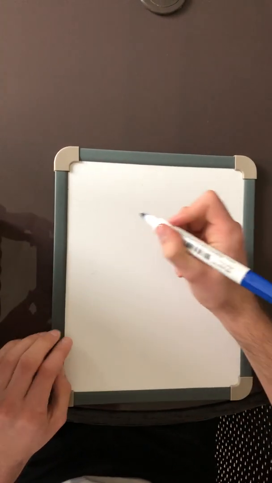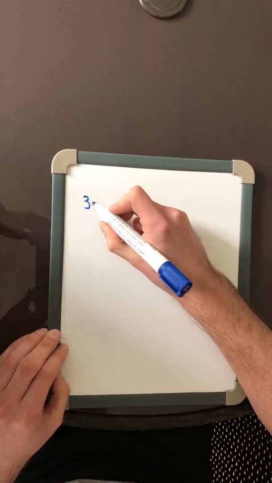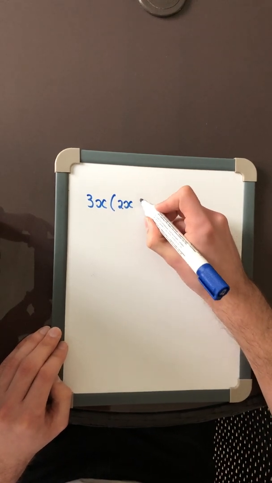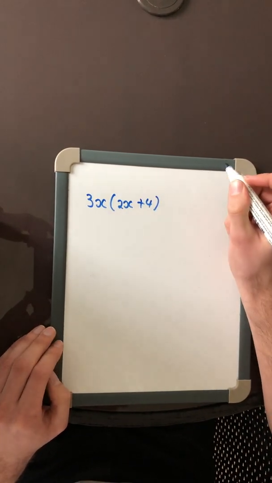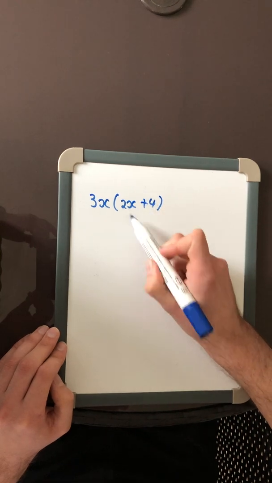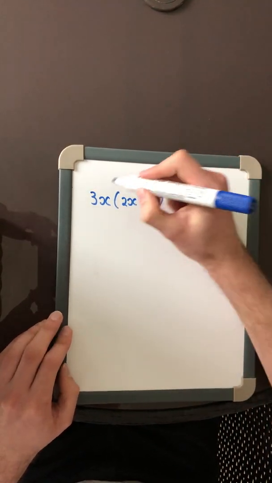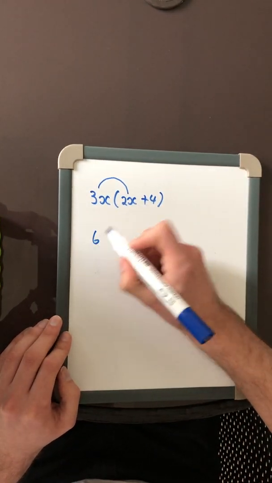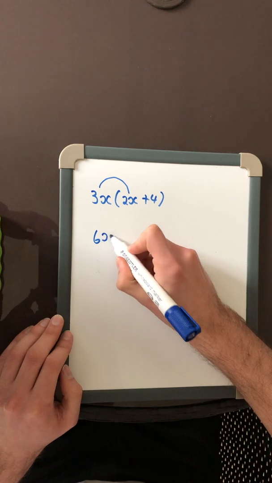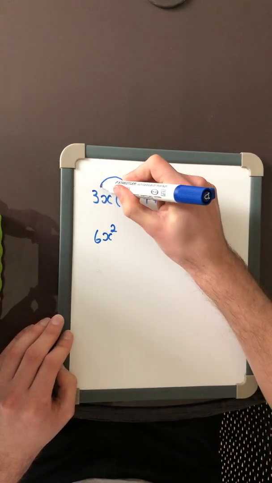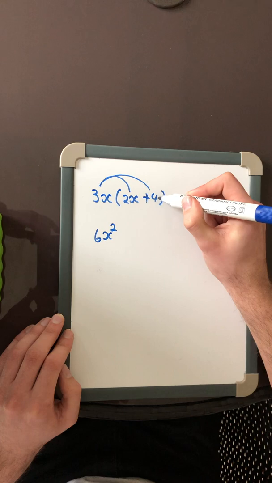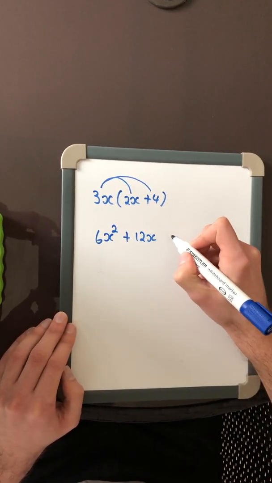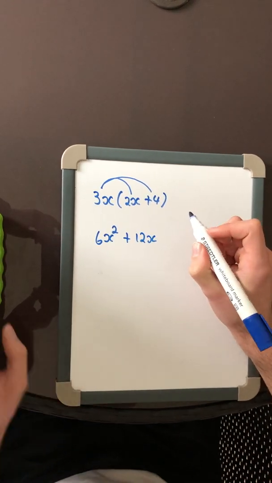Stepping it up once again, if we then have 3x and then 2x plus 4 within our brackets, again we want to multiply everything in our brackets by 3x. 3x times 2x, 3 times 2 is 6, x times x would then be x squared. 3x multiplied by 4 is going to give us plus 12x. And that is our answer for that question for expanding out the brackets.